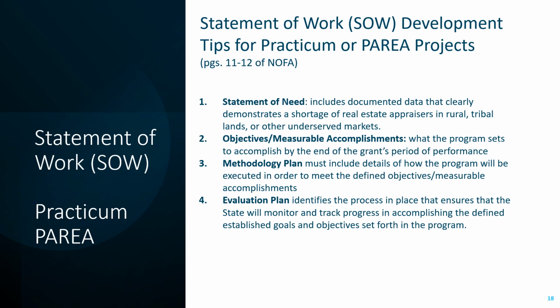An example could be for your objective that you would hope to increase the number of appraisers by 50% by the end of the 3-year period of performance. You outline in your methodology plan the details in order to get to that point. Maybe year one, you have targeted rural areas. Year two, you're targeting tribal lands. Year three, you're targeting other underserved markets and how you hope to accomplish that. And your evaluation plan is just showing how you will review and update and adjust as needed to make sure that your objectives are met.